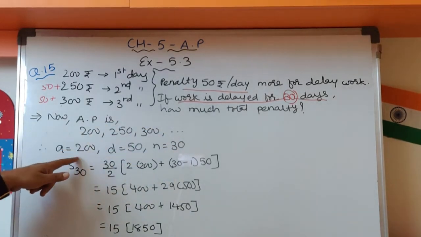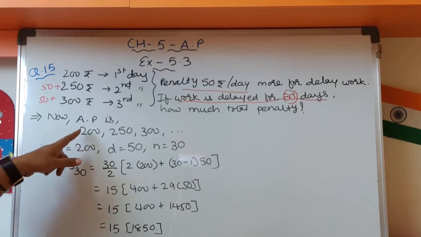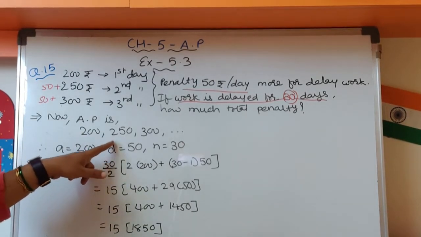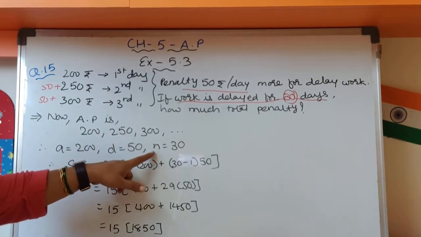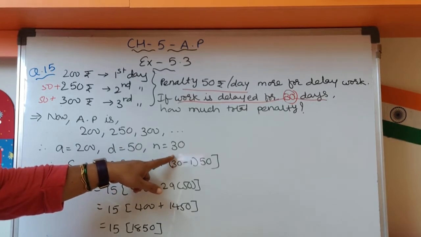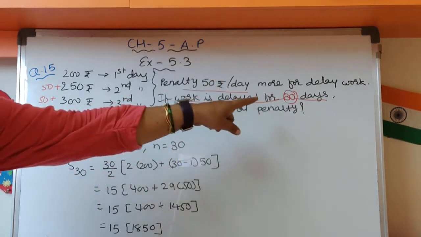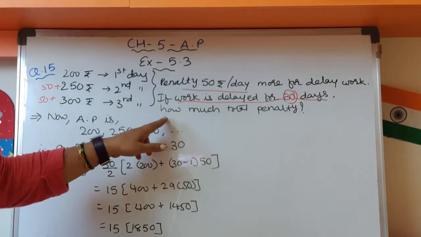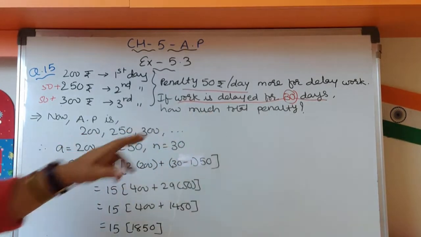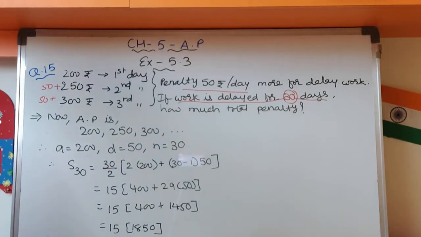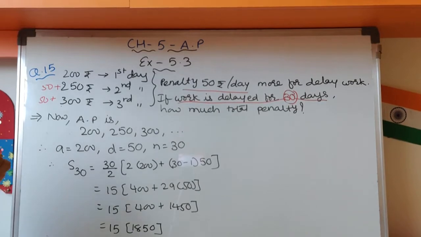From this we get the first term A as 200, D is equal to 50, the common difference, and n is 30. Why n is 30? Because they are saying that the work is delayed for 30 days. It is already given, and we have to find how much total penalty the contractor has to pay in rupees. It means we have to find a sum.